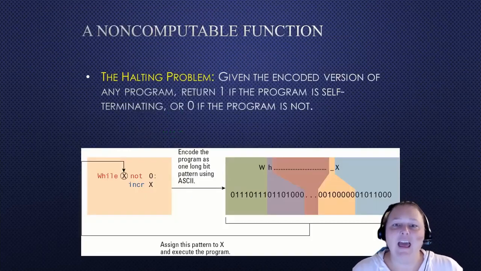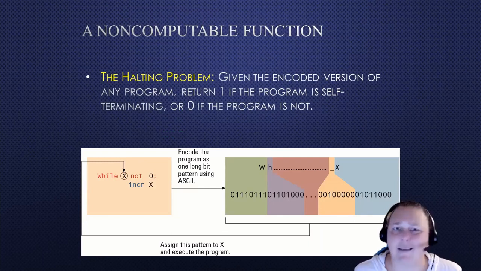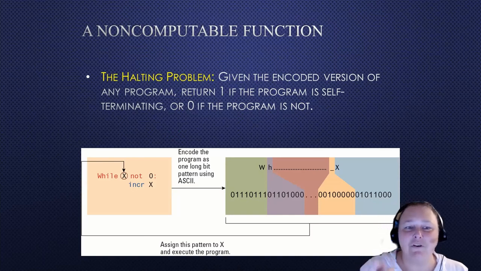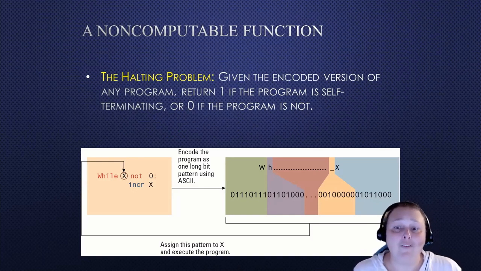Now, a non-computable function, remember, these are the ones that can't stop, basically. So the problem that you have with them is getting them to stop. They will just go on for an infinite amount of time because there is no actual solution. So given the encoded version of any program, it will return a 1 if it is self-terminating, or a 0 if the program is not.